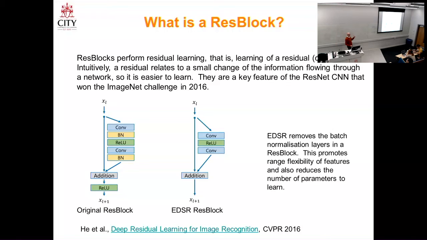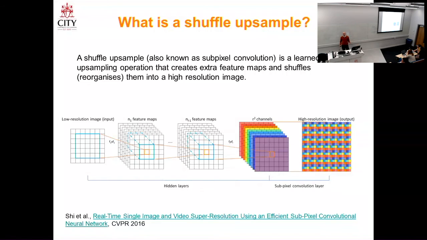And one of the important features of EDSR is that it has this res block approach. And another really important feature in EDSR is upsampling. And in fact, there are loads of ways to do upsampling, as I mentioned before. What EDSR does, it uses this thing called a shuffle upsample. And this is an interesting way to upsample because it's actually a way to learn upsampling.